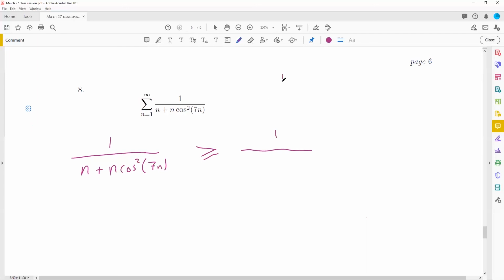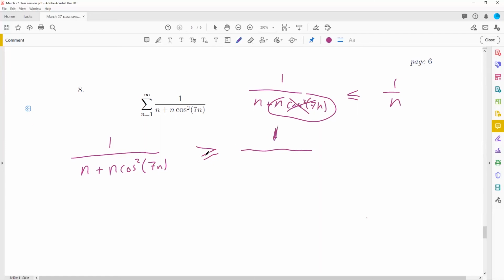So the first instinct, if you're more experienced with this, might be to just drop this part, and you have 1 over n, right? This diverges, right? But then you can't use comparison because this is smaller than something that diverges, so it doesn't show that it also diverges. You can't say it also diverges. Okay, see what I mean there? You have to actually get it greater than something that diverges.